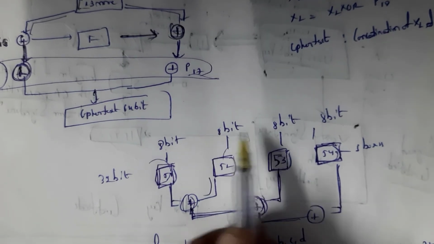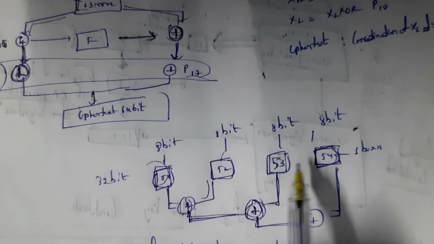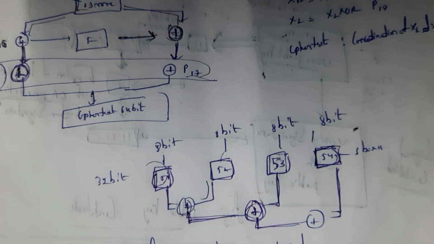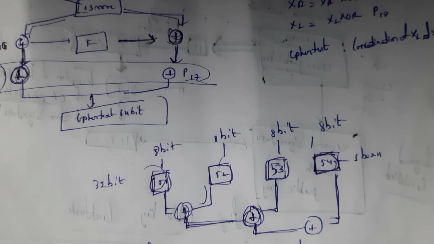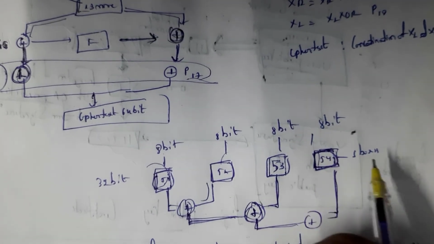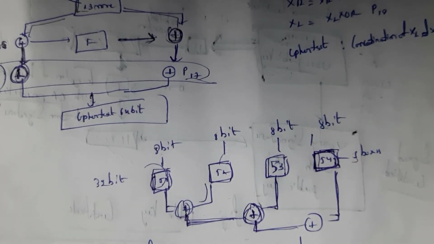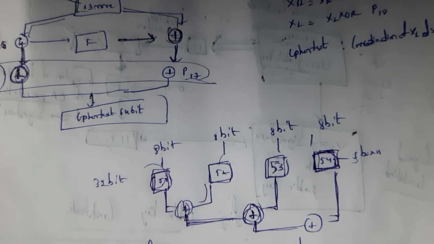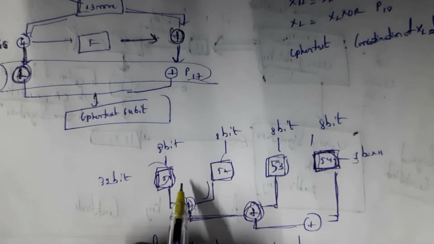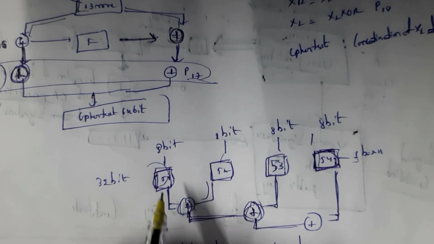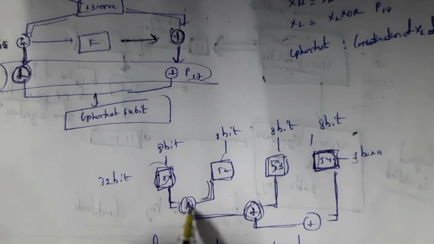8, 8, 16, 24, 32. These four are of 32 bit. This is the structure of the Blowfish algorithm. These boxes are nothing but S-boxes. I'm going to insert these numbers here as 51, 52, 53, 54. So I will perform the XOR operation for these numbers.